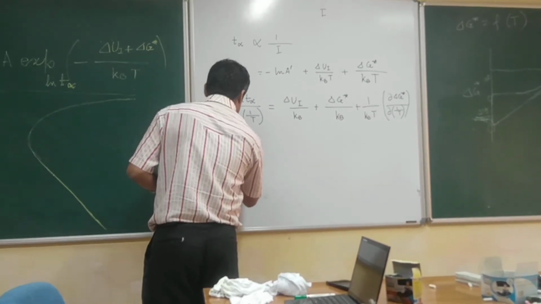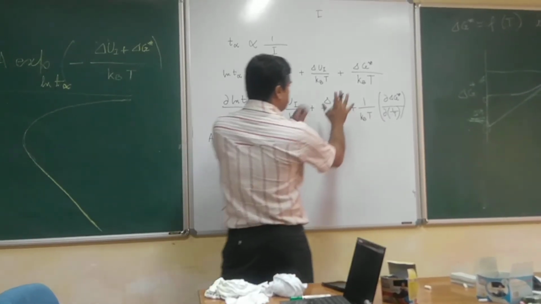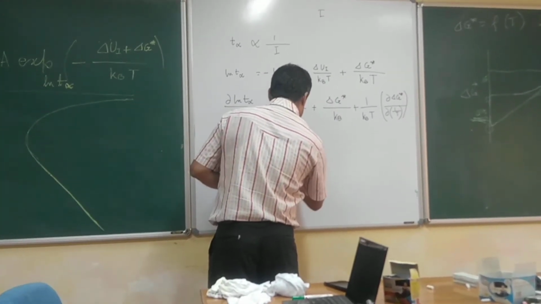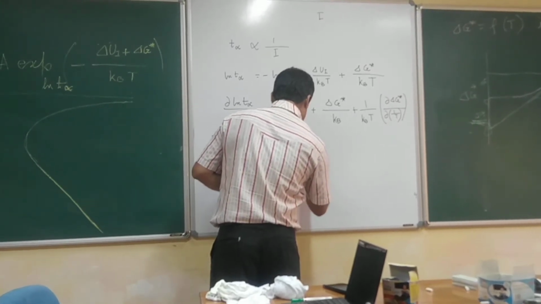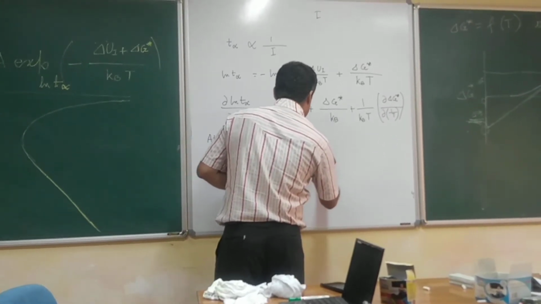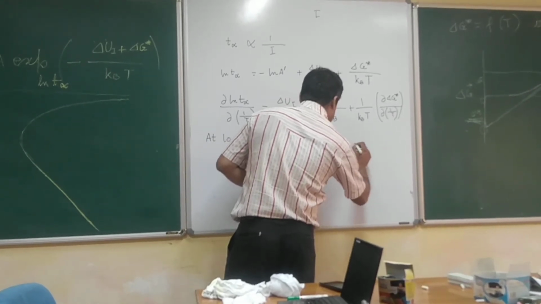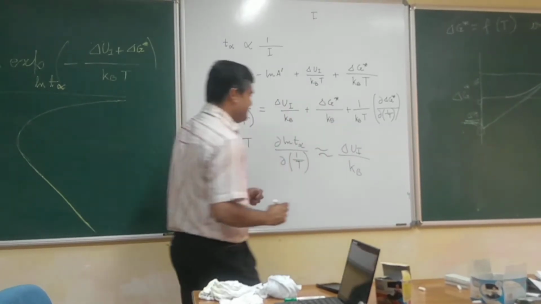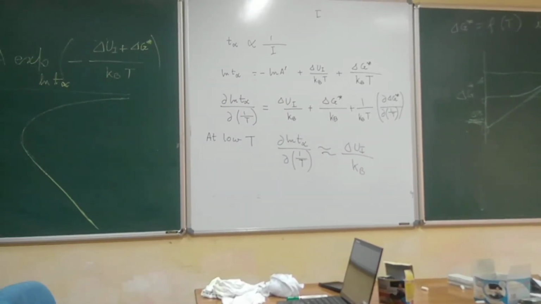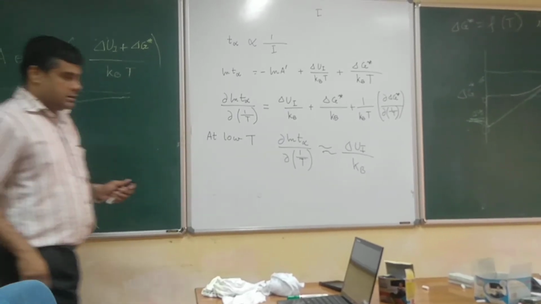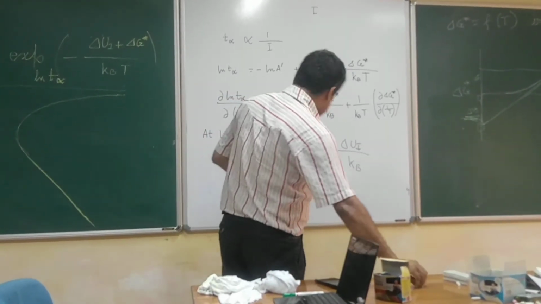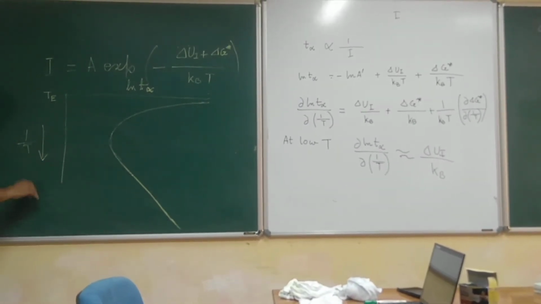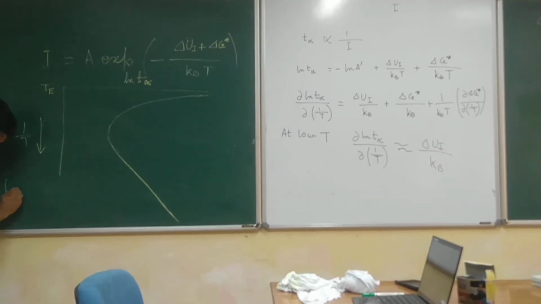at low temperature, this becomes 0, this becomes 0, your del ln T alpha, then 1 over temperature should be equal to delta ui over kb at low temperature, where... that means at low temperature your 1 over temperature is going this way, so low temperature is this side.